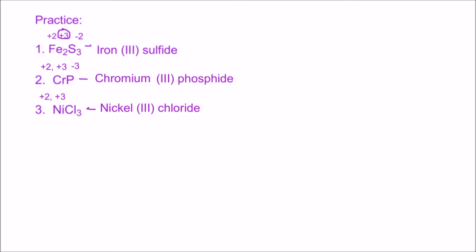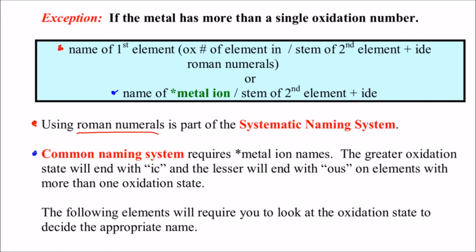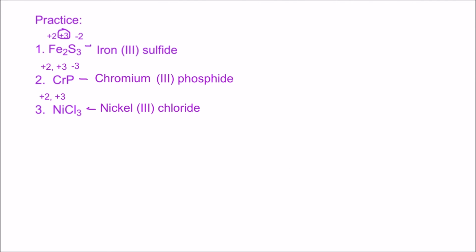So we're going to use the rule for the common naming system, which is to say the name of the metal ion, the stem of the second element, and then IDE. So we need the stem for this iron ion. It's the +3 version, so we're going to say the stem of the Latin name of iron, which is Fer, and then since it's the +3 version, it gets to end with "ic". Then we're going to say the stem of the second element, which is Sulf, and then we're going to end with IDE.